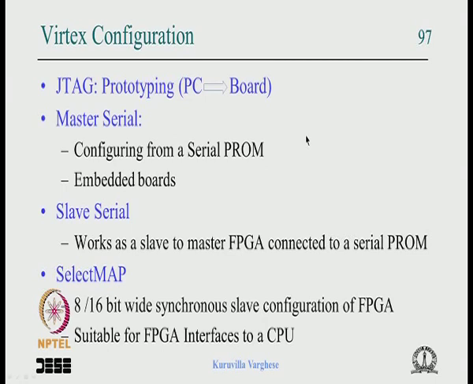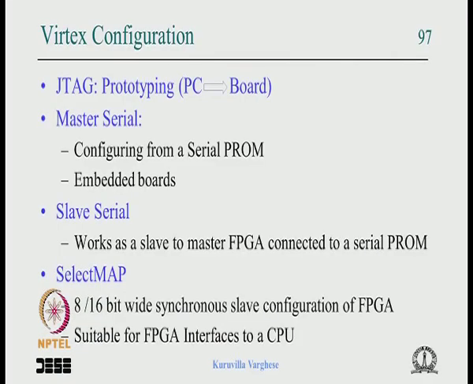So let us look at the configuration of the FPGA briefly. I am limiting myself to the Virtex and will briefly tell you about the current FPGA, which has more options than the Virtex FPGA. To be current, I will talk a little bit about the Spartan 6 with respect to configuration. So when you are doing prototyping, you can use a port called JTAG, which has different names.